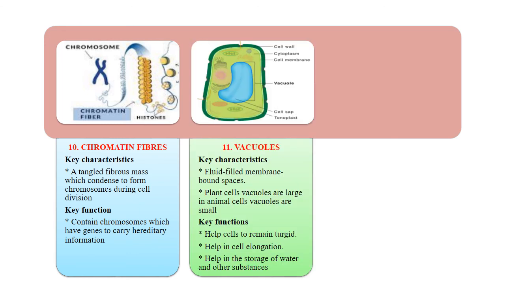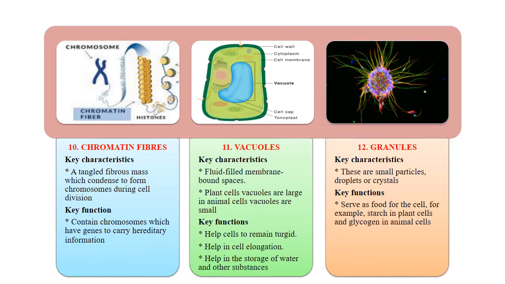Vacuoles. Key characteristics. Fluid-filled membrane-bound spaces. In plant cells, vacuoles are large. In animal cells, vacuoles are small. Key functions. Help cells to remain turgid. Help in cell elongation. Help in the storage of water and other substances.